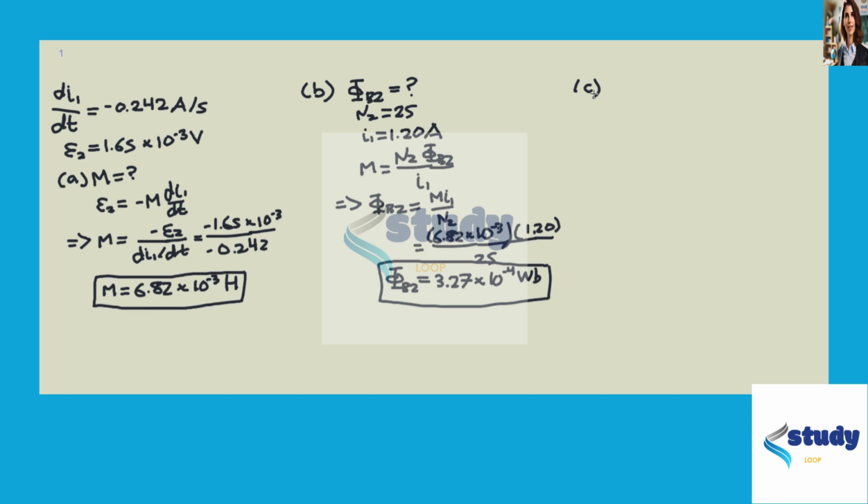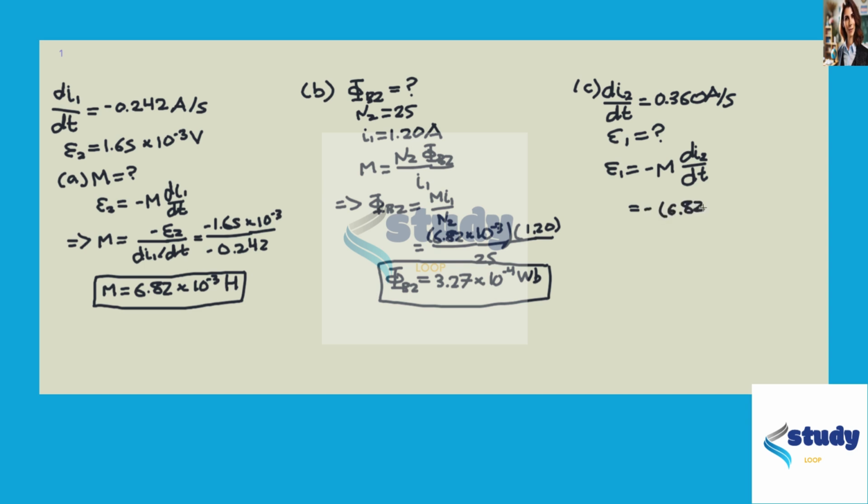And in part C, we are given the rate at which the current is changing in the second coil. And that's 0.360 amperes per second. And the question is asking us what is the induced EMF in the first coil. And so we just go back to basics, use a different version of that first equation, just its mirror image, in order to solve for that. And then it's just a matter of plugging in numbers.